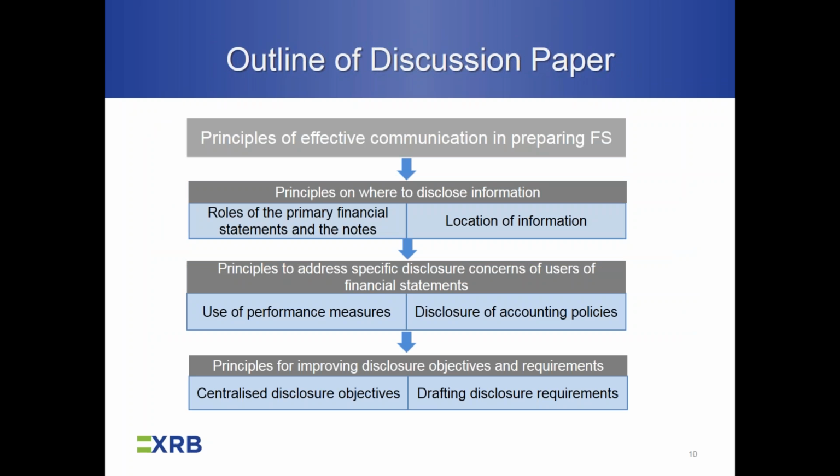As an outline, the DP consists of 8 sections and 1 appendix. Section 1 provides an overview of the disclosure problem. Sections 2 to 8 tackle disclosure issues and consider proposed disclosure principles to address those issues. The chapters are organized around disclosure principles as set out on slide 10.